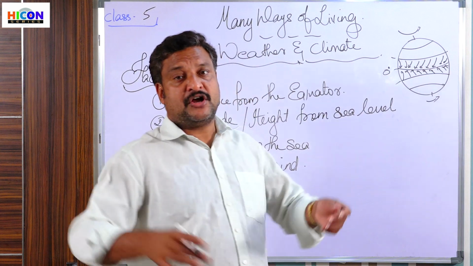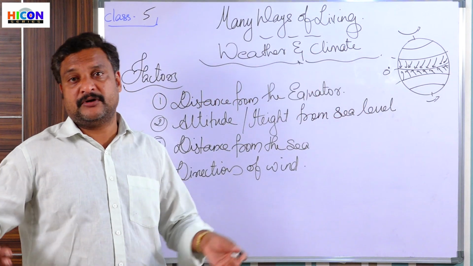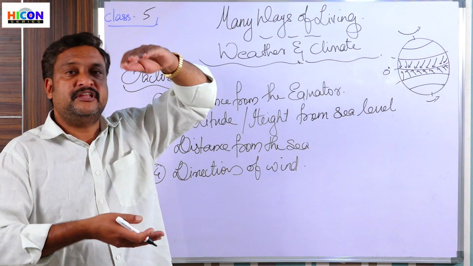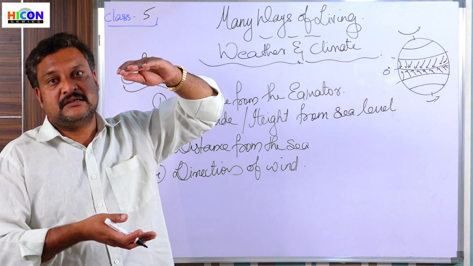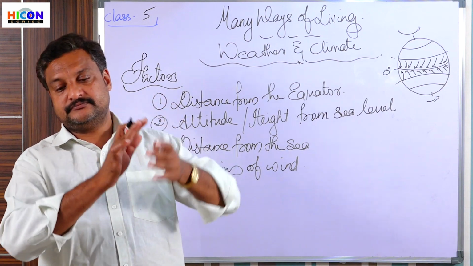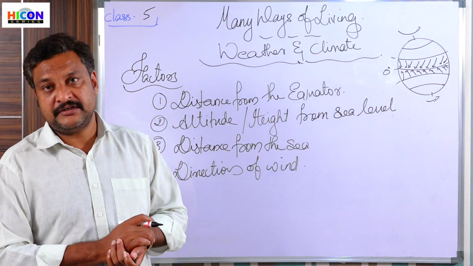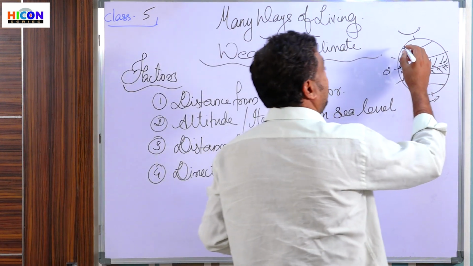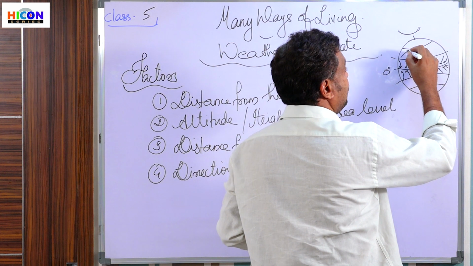Okay, from the Tropic of Cancer and Tropic of Capricorn. Tropic of Cancer is in the north and Tropic of Capricorn is in the south. From these two tropical belts, the wind will be blowing towards the equator. Right?